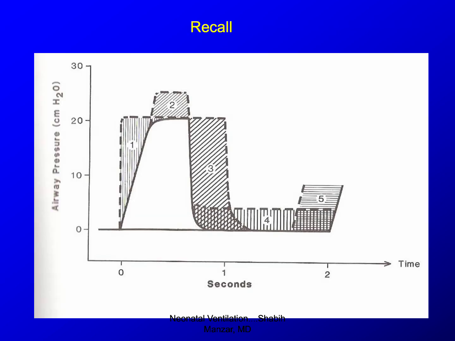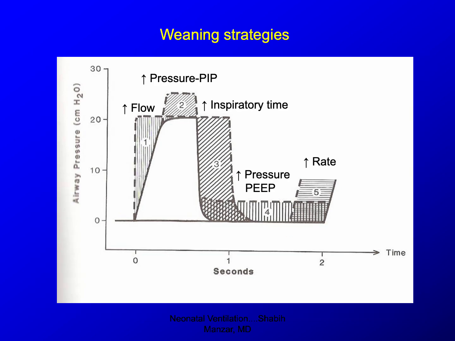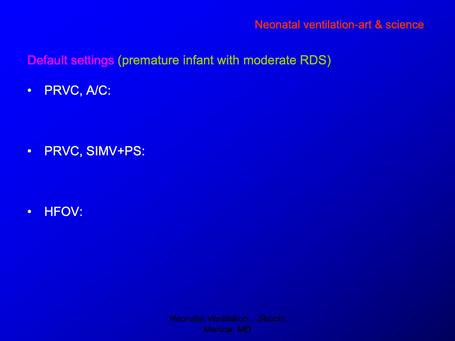Okay, so remember this, recall that this was your PEEP, this was your rate, this was your flow, this was your PIP. And this is your inspiratory time. Honestly, it's very easy to remember. Like I said, they just mentioned it to you again. So now what are the default settings in a premature baby with moderate RDS?